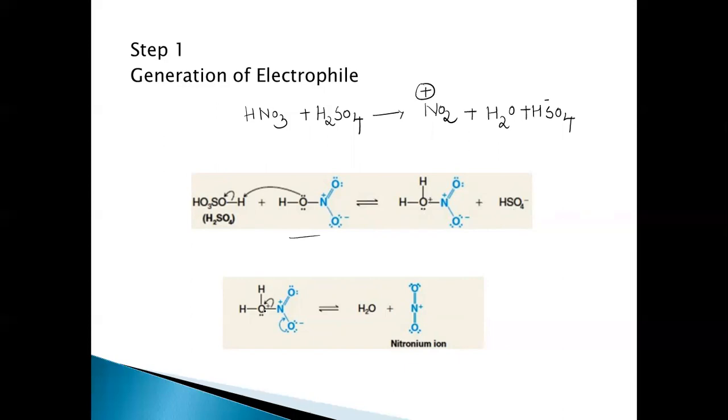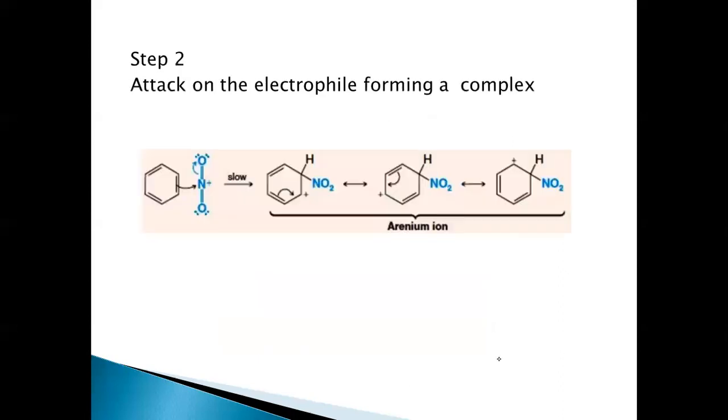This protonated nitric acid in the next step releases water. This double bond is shifted towards this oxygen, thereby giving water, and the lone pair of electrons on the oxygen is again shifted, resulting in the formation of the nitronium ion, which is strongly electrophilic in nature. A strong electrophile is now generated. So the overall reaction is where sulfuric acid protonates the hydroxyl group of nitric acid, water is released, and the nitronium ion is generated, which acts as a strong electrophile.